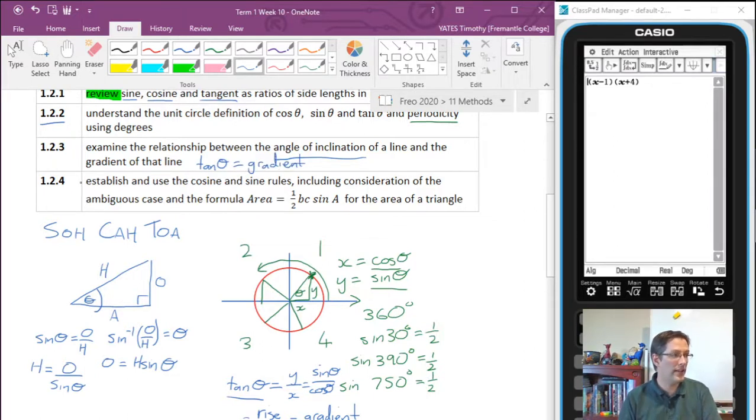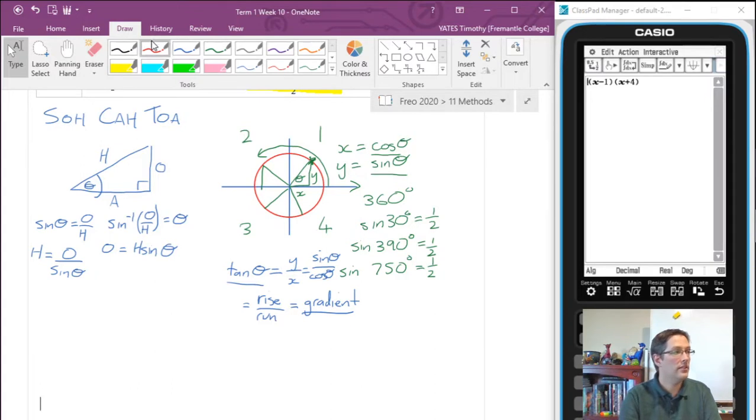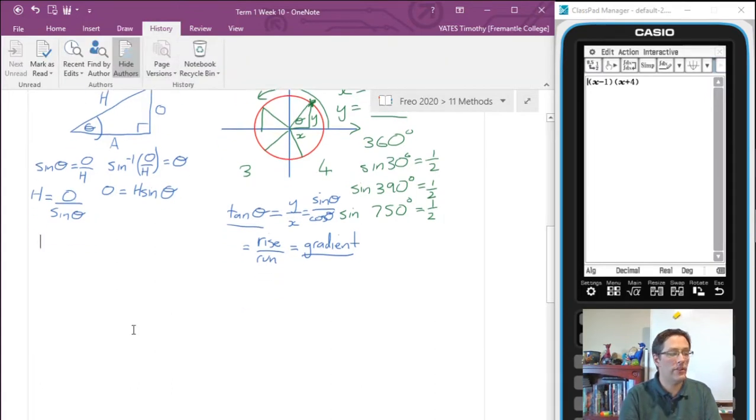The next one is fairly complex. You've got to know how to use the cosine and sine rules, including consideration of the ambiguous case, and this formula, area equals half bc sine A, for the area of a triangle. Now there's a lot tied up in this one. Let me just wait a sec. Need a bit more vertical space here. So this is all we learnt about non-right angled triangles.